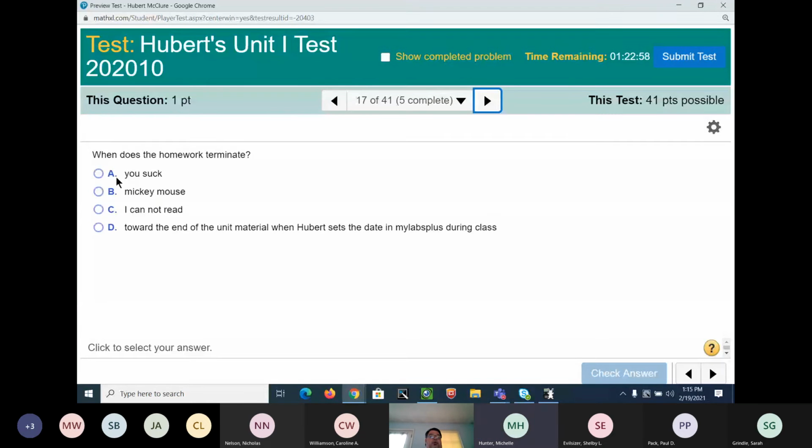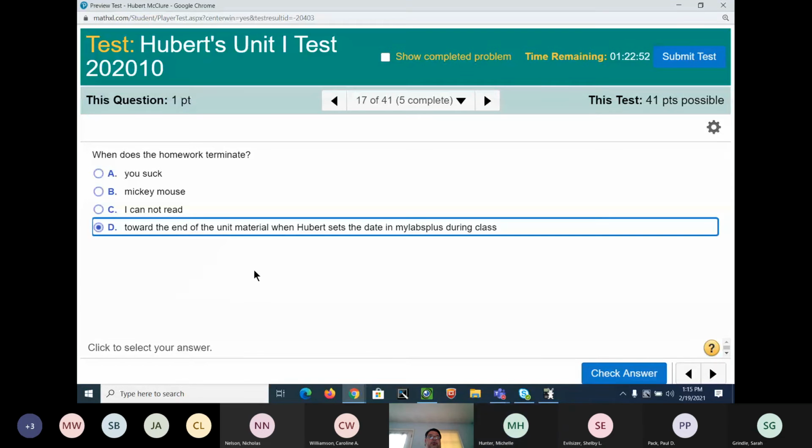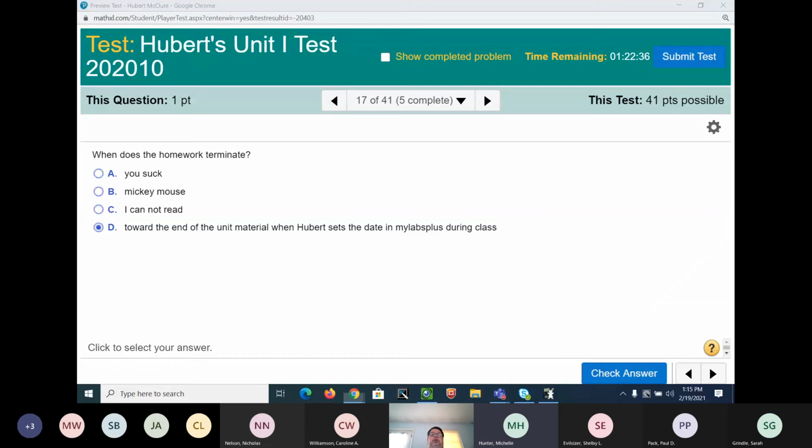When does the homework terminate? Did you mark me absent for this week? Huh? Did you mark me absent for this week? I think everybody's here. Yeah, everybody's here this week. Okay, I was just making sure. Yeah, I don't think we're missing anybody. Hold on, I'll check. Well, I told everybody they can leave. Hold on, Miss Hunter, and I'll check right quick. Okay. Let me check.